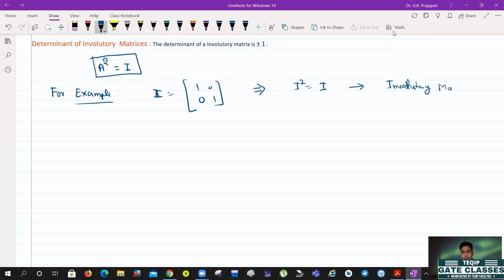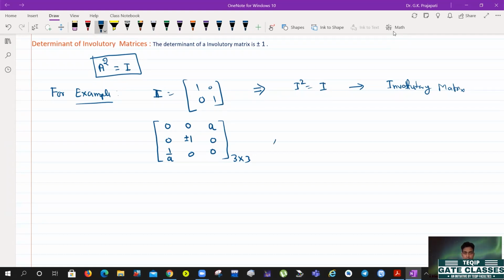Involutory matrix. Again we take a special kind of matrix of order 3 cross 3 whose elements are, suppose here a, here plus minus 1, and here its inverse, that is 1 by a, and all remaining elements are 0. Then this is also an example of involutory matrices.